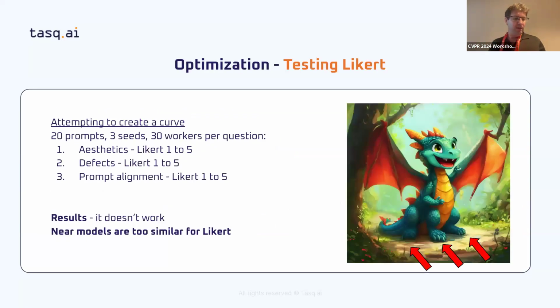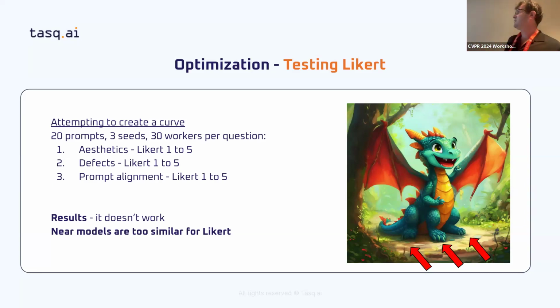Okay, so we set up this kind of crowd, and we wanted to see if we can use it in order to evaluate the different properties in image generation. So first we wanted to try Likert scales, and we didn't really think it would work because we saw it on ourselves. But basically, we wanted to try and create this learning curve over time. So we took 20 prompts and 3 seeds for each prompt. We generated images for those. And for each of those images, we asked 30 different workers. Now, we asked 3 questions. We asked about aesthetics, defects, and prompt alignment. How good is it from 1 to 5?